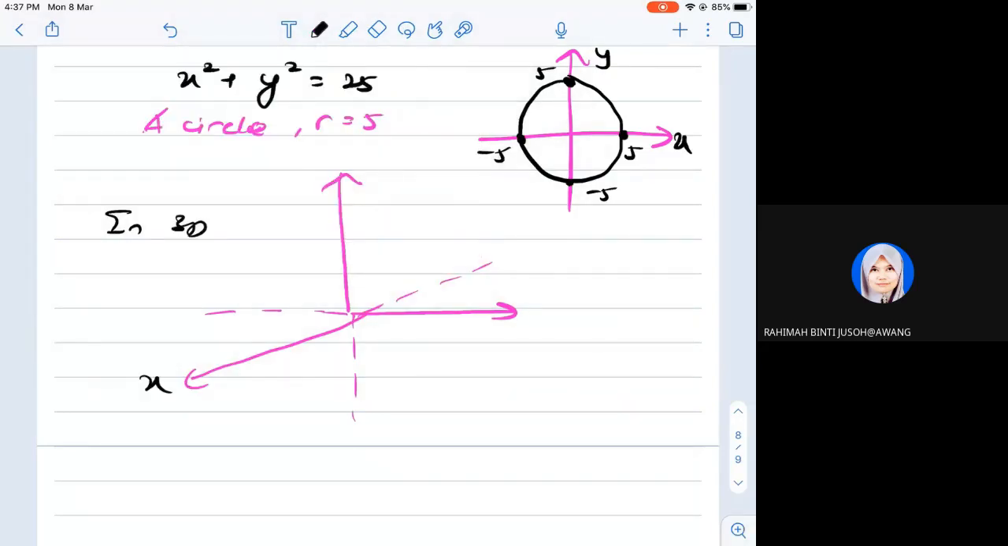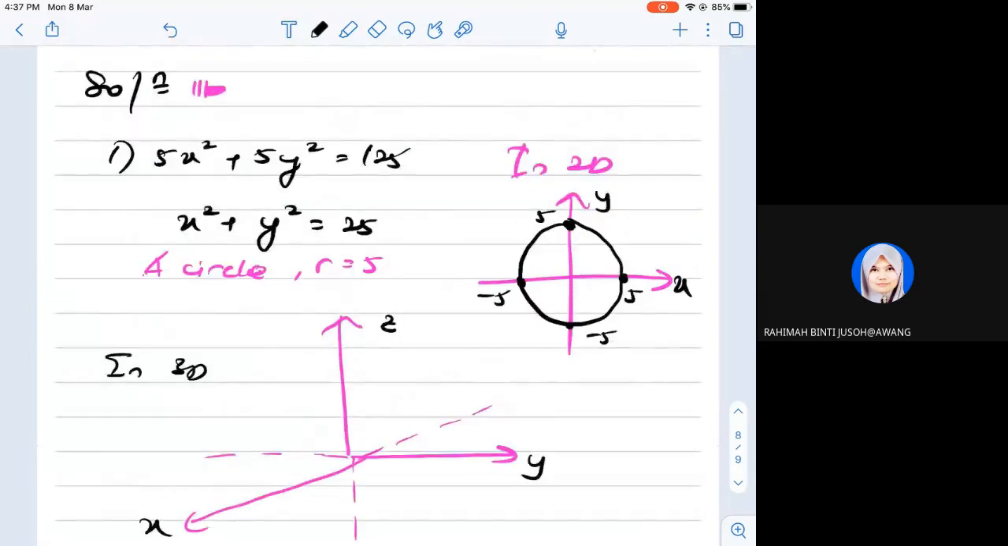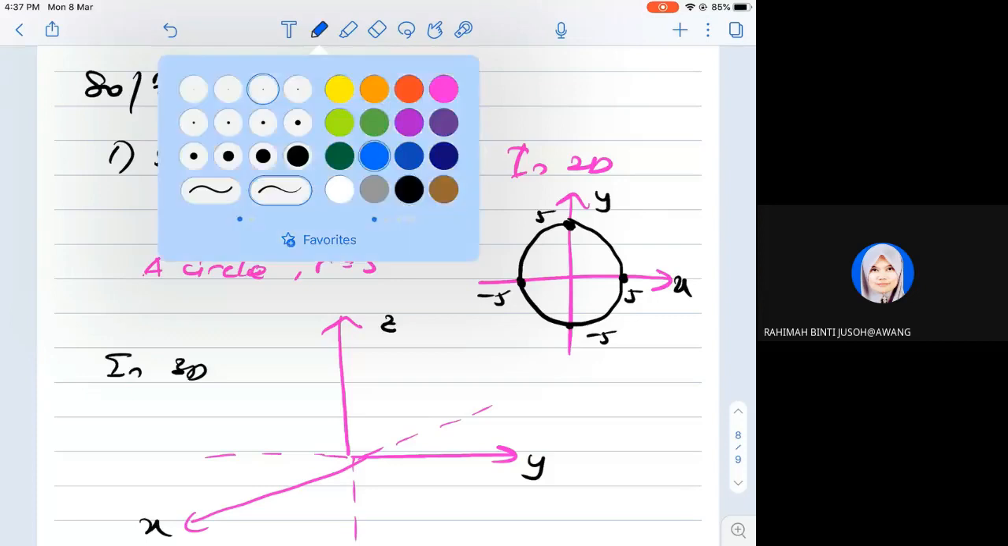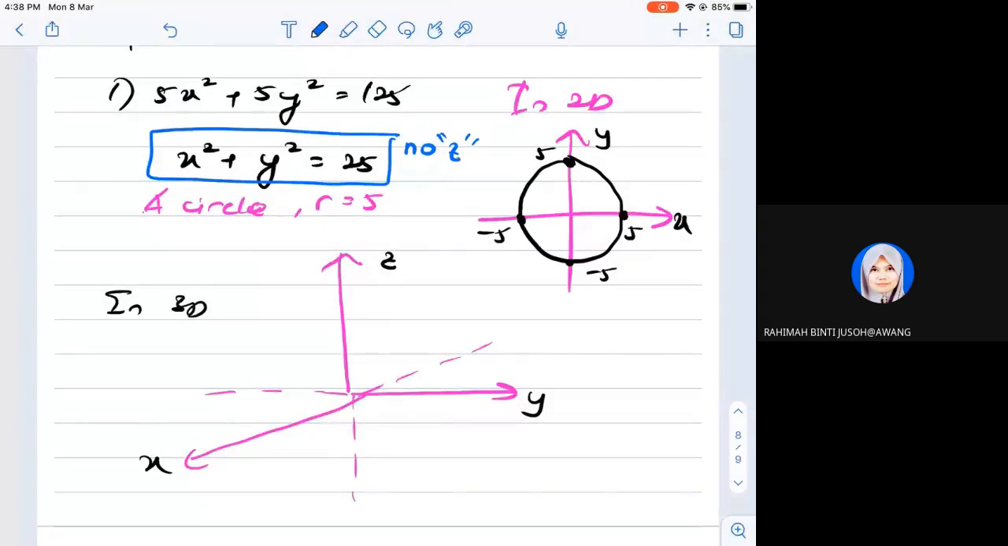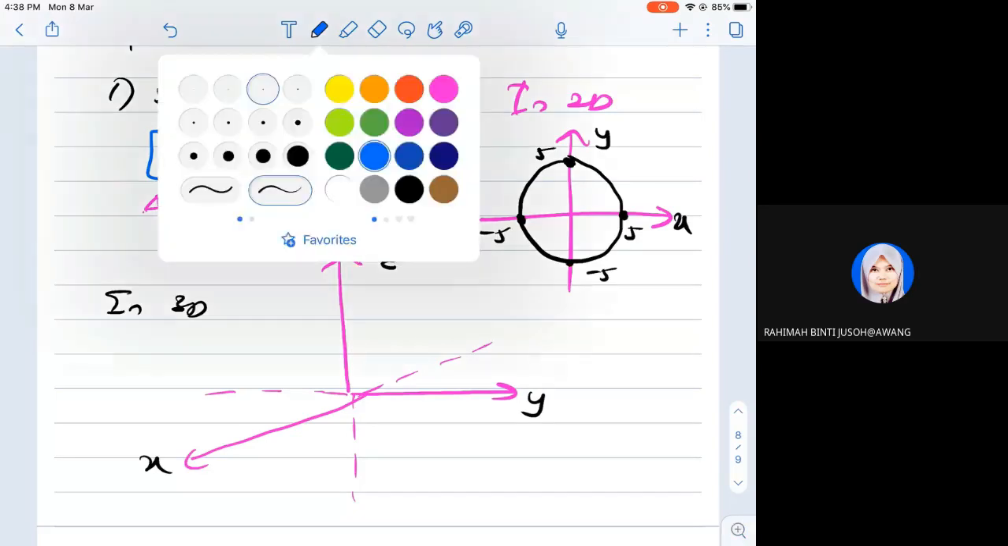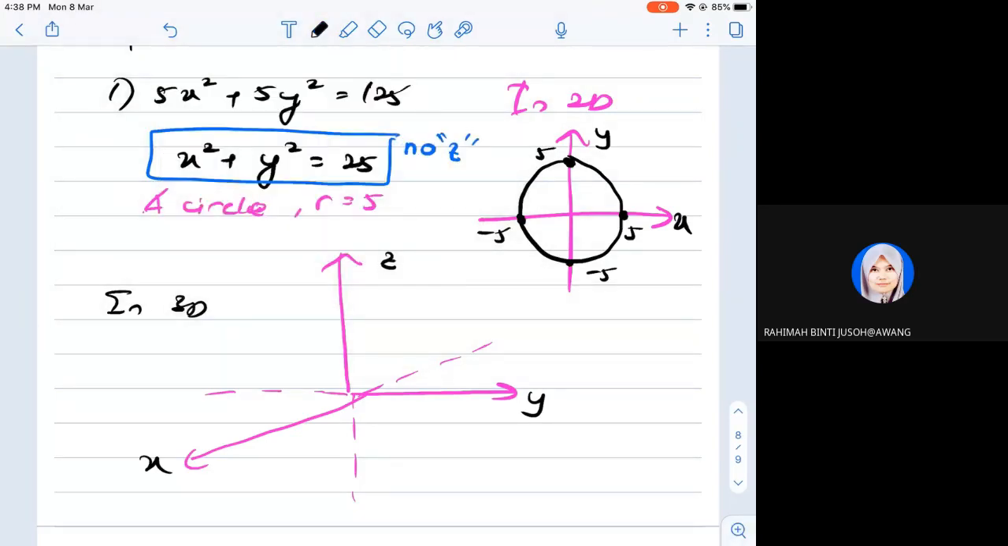We have X, Y, and Z. Right. In this equation, we don't have which variable, guys? Dalam ni, kita tak ada variable apa ni? Z. Yes, no Z. So, bila no Z bermaksud you punya graph tu akan parallel sepanjang paksi Z. So, you boleh tarik lah. Okay, let's say this is the line. Dan you tarik lah sama ada ke atas ataupun ke bawah.